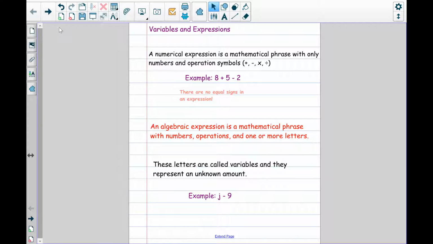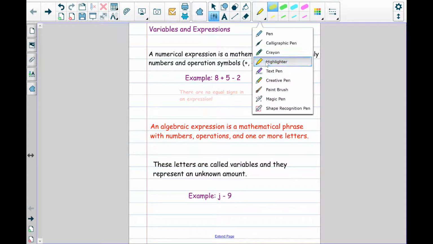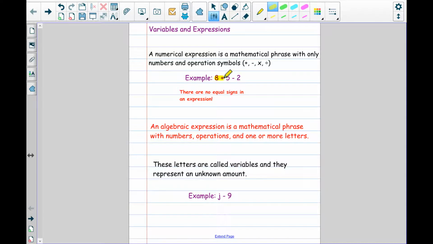Okay, so the first thing we're going to talk about is what exactly a variable is and what an expression is. A numerical expression is a mathematical phrase with only numbers and operation symbols. So it's just a phrase, just an expression. So just 8 plus 5 minus 2. It is a mathematical phrase with numbers and symbols. So that's what we have here. Notice that there is no equal sign. That's why we call it an expression, because there is no equal sign. If there was an equal sign, then it would be called an equation.